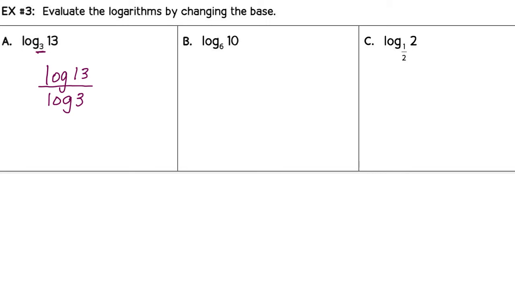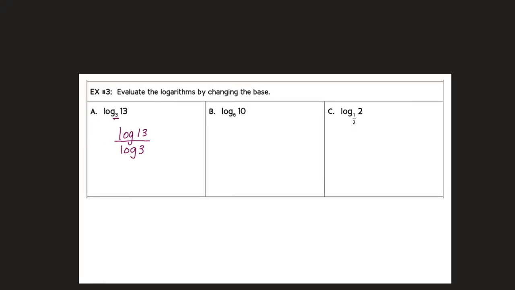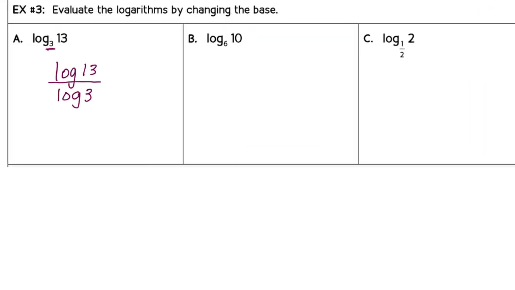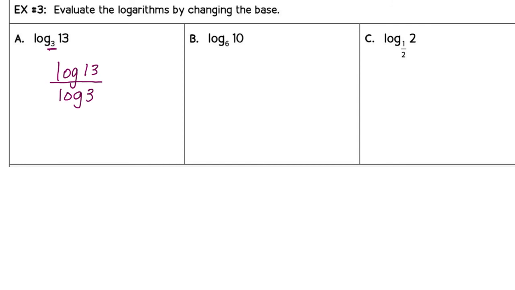So in your files, you get the calculator and turn it sideways and you should see logarithm there. So you're going to do log 13 and then divided by log 3. You should get 2.335. That's what we got last period.